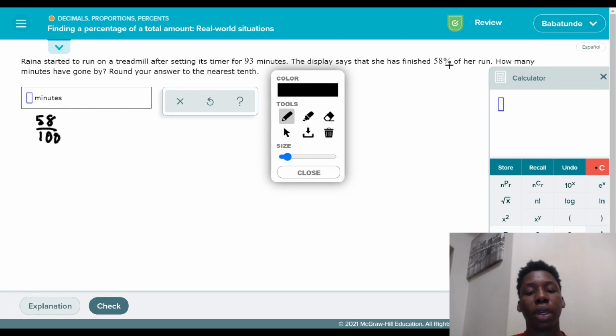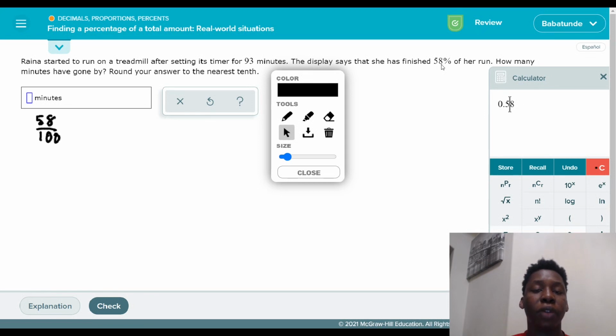Next, the first step I want to do is divide this. We're using a calculator, so I just plug in 58 divided by 100, which is 0.58, correct? We already got the result from dividing the percentage, which is 0.58. We're going to use this 0.58 to find the amount of minutes that have gone by, because 58% of our run has gone by already.